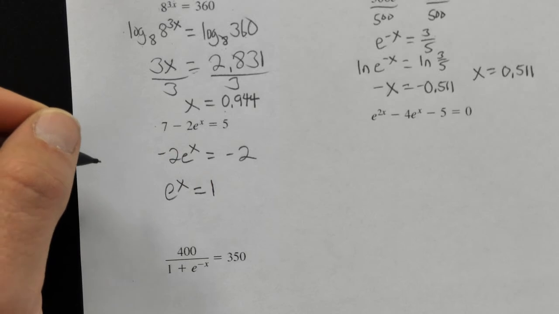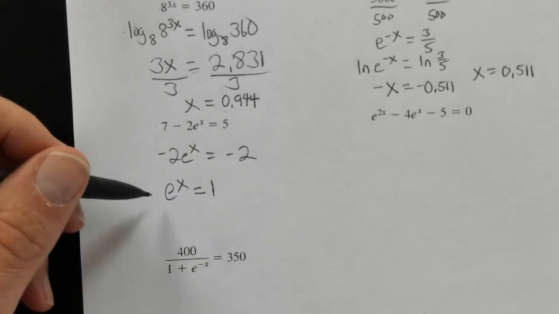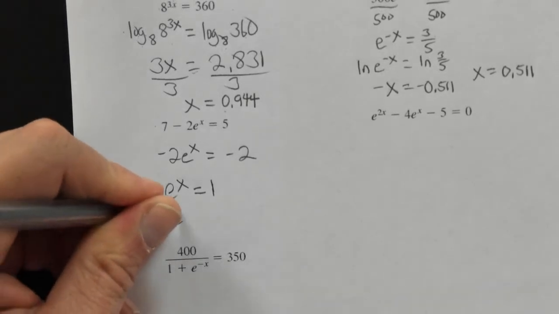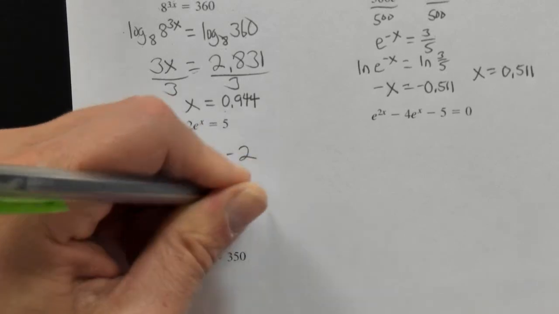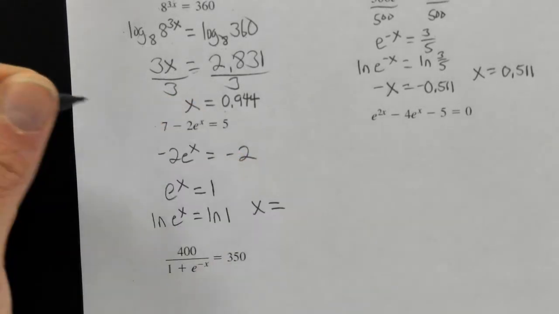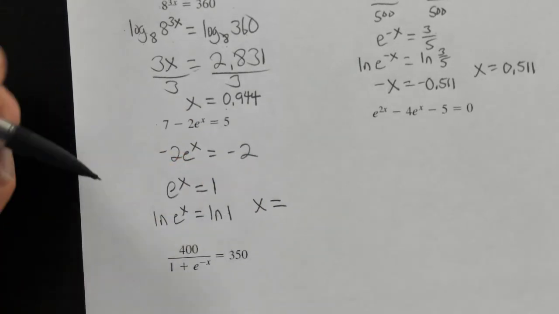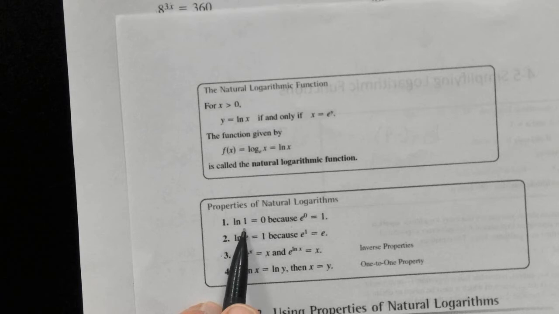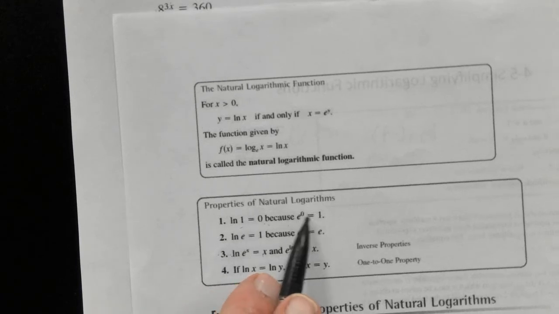Once I get e to the x is equal to 1, once again, I can't match the bases, but I can take the natural log of both sides. So I'm going to go natural log of e to the x is equal to the natural log of 1. This will fall out and leave me with x is equal to, and so we just need to figure out what the natural log of 1 is. You can put it into your calculator, or if you remember your properties, natural log of 1 equals 0. Why? Because e to the 0 equals 1.